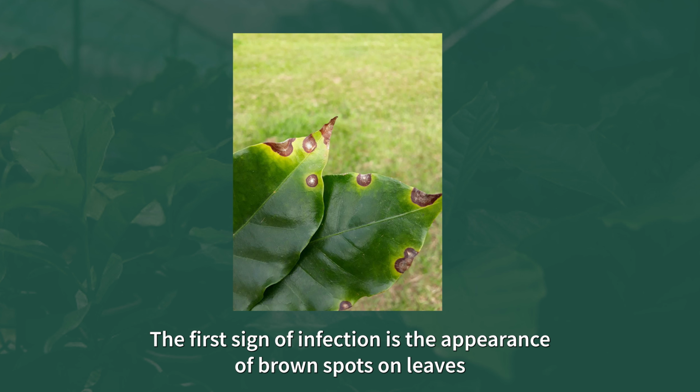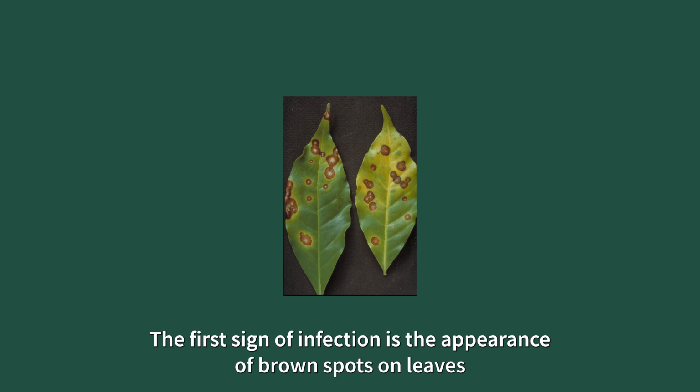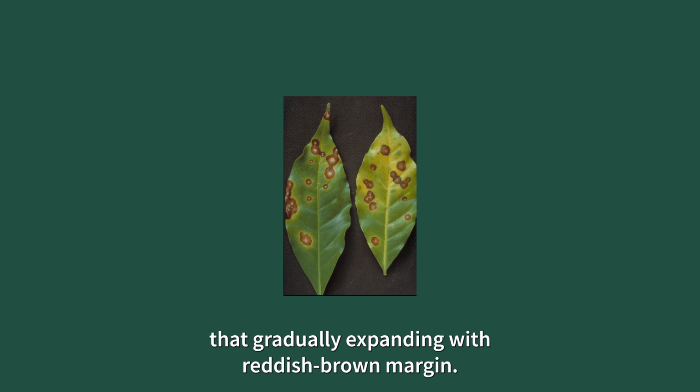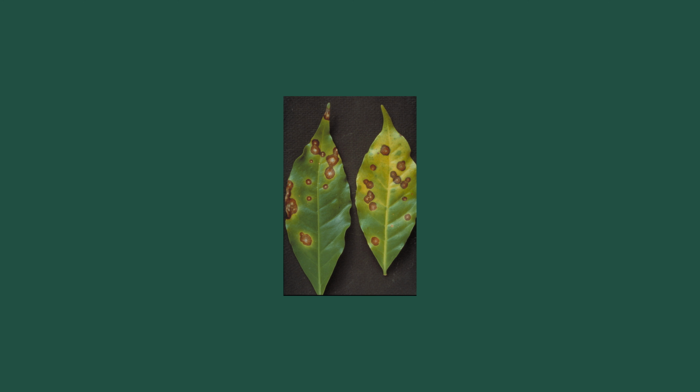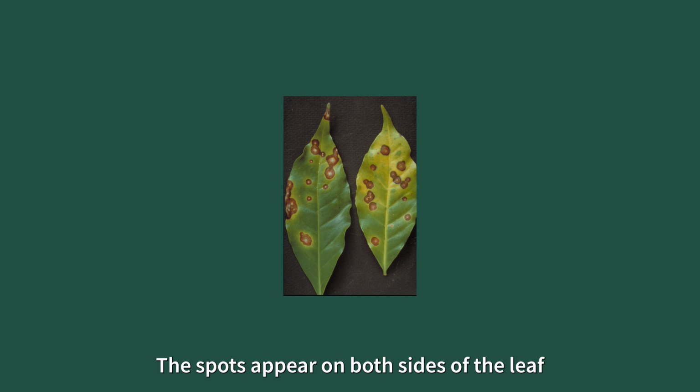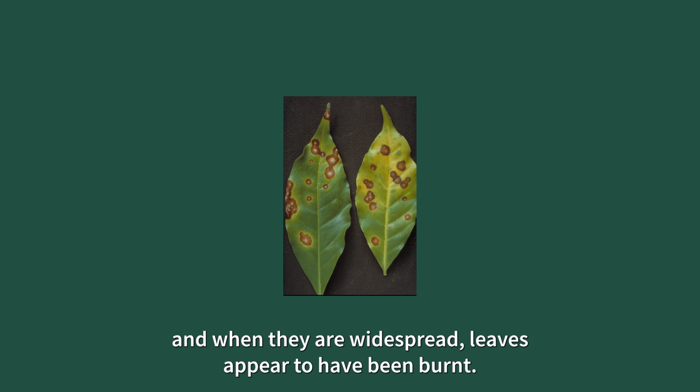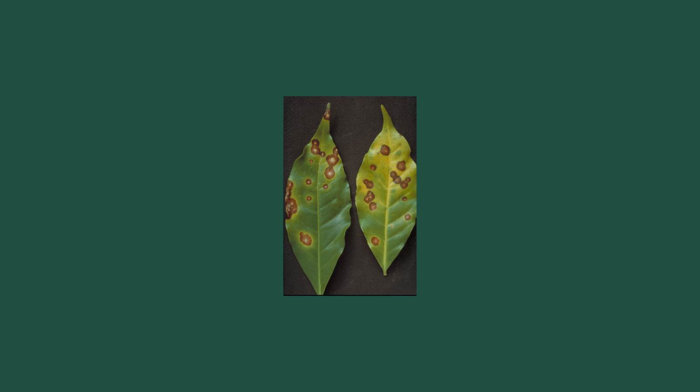The first sign of infection is the appearance of brown spots on leaves that gradually expand with a reddish-brown margin. The spots appear on both sides of the leaf, and when they are widespread, leaves appear to have been burnt.